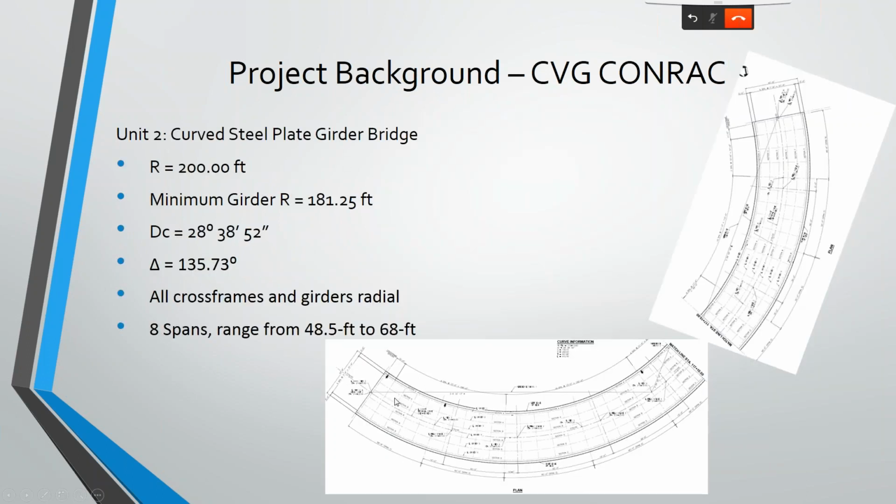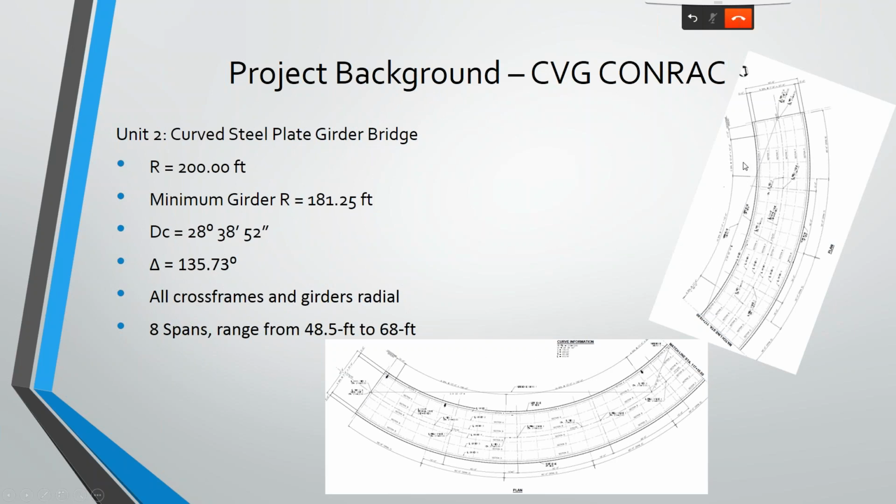This is a highly curved bridge. I've included the framing plan, although it's probably not terribly readable. But it is a 200-foot radius as the center line, minimum girder radius of 181 feet, degree of curvature and the delta are given here. But you can see it's quite curved.